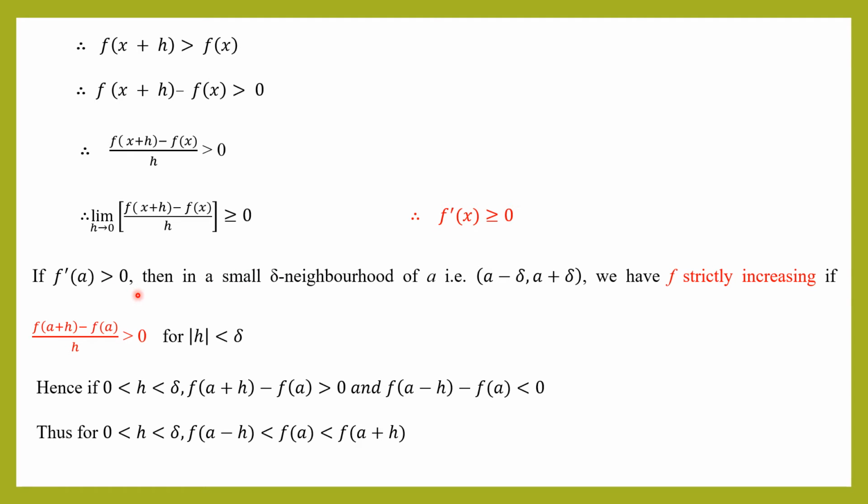If f dash of a greater than 0, then in a small delta neighborhood of a, that is (a minus delta, a plus delta), f is strictly increasing, if f of a plus h minus f of a divided by h greater than 0 for mod h less than delta. Hence if 0 less than h less than delta, then f of a plus h minus f of a greater than 0 and f of a minus h minus f of a less than 0. Thus for 0 less than h less than delta, f of a minus h less than f of a less than f of a plus h.